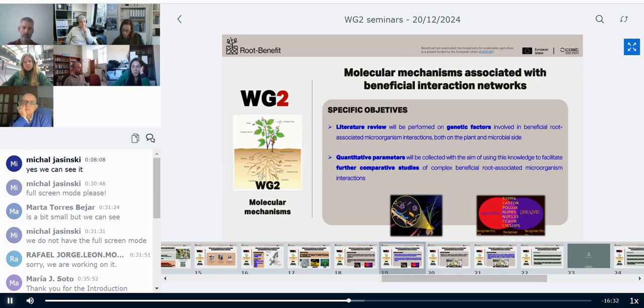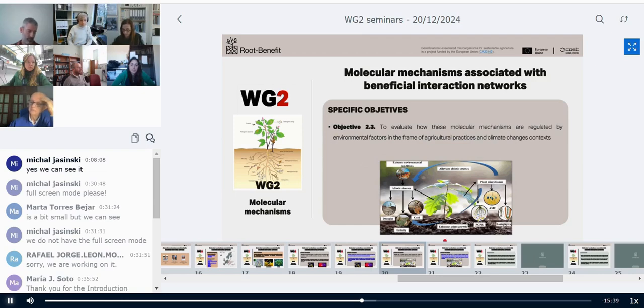So the idea is to make reviews of the topics, looking for information that is already in the databases, and so on. Of course, the idea of being connected is that we can also get some extra information which is not available in the databases. Another objective is that we want to see quantitative parameters that will be collected. The idea is to facilitate further comparative studies among the different interactions, because normally we are mainly focused on one specific interaction. So the idea is to connect with other groups working on the other beneficial interactions, and see if there are some similarities and differences.